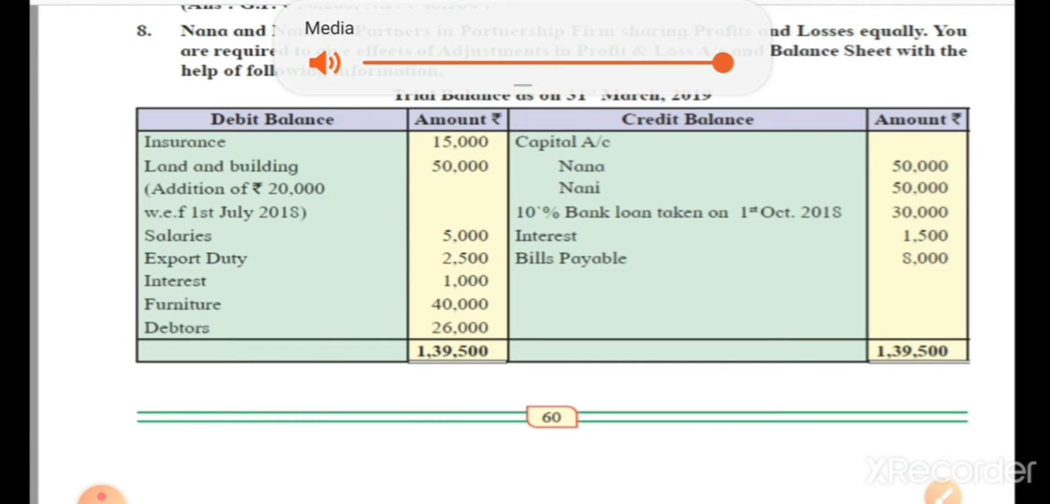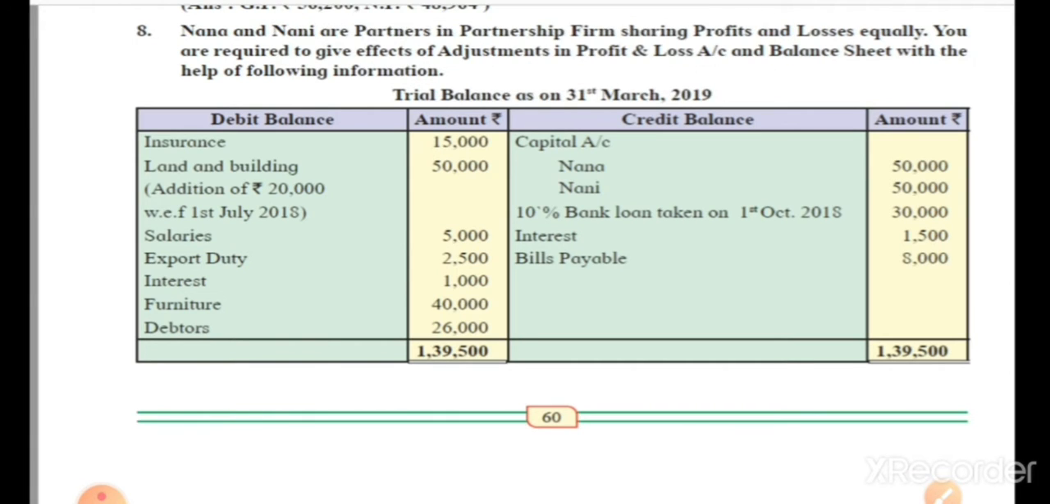Student, today we solve the 8th practice problem of the partnership final account, which is available in your textbook page number 60, and now it is available in front of you. Now, first of all, we read this problem.